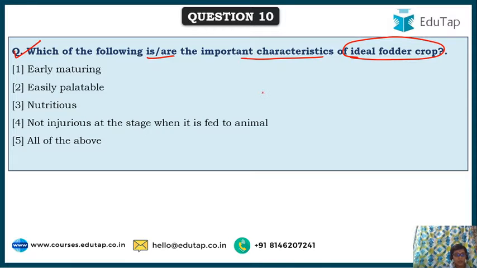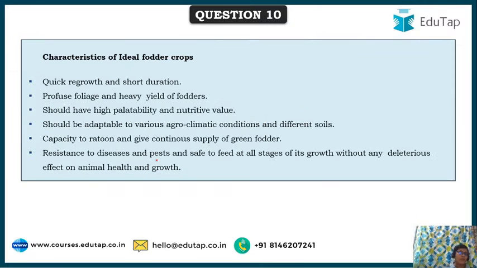Okay, Om Chaudhary is saying all of the above. Yes, Om. Yes, Deepti, you're also right here. Om is also right. Yes, early maturing varieties, easily palatable by the animals, nutritious, it should be nutritious, not injurious at the stage when it is fed to animal. This is also very important. So yes, all of these are the characteristics of ideal fodder crops.